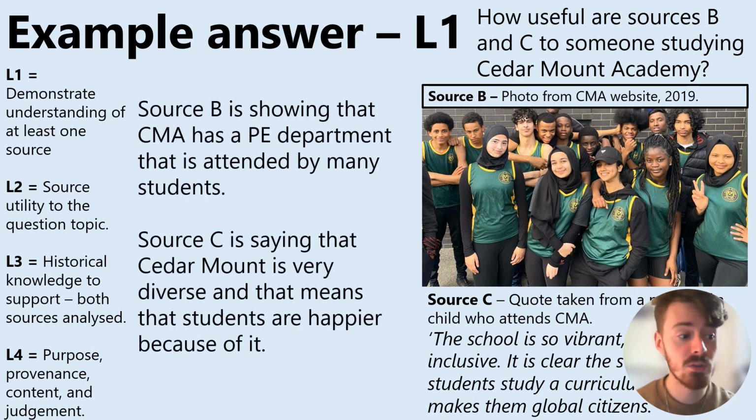Source B shows us that CMA has a PE department and it's attended by very many students, right? I understand the message being given across by the source. I understand what's being put in front of me. Source C is saying that Cedar Mount's very diverse and the students are happier because of it. Right, I am not saying anything about relation to the question about what I learn about Cedar Mount Academy. I'm just demonstrating understanding of what the sources tell me. I'm not copying the source down. I'm not saying what I see. I am summarizing what the sources mean.